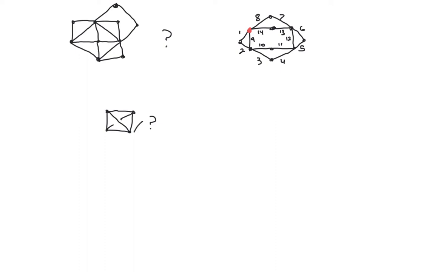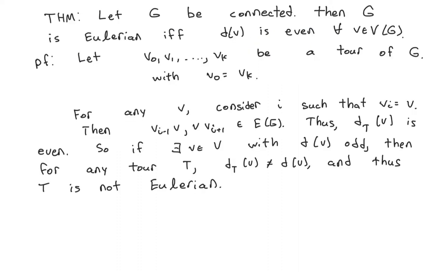How about this one? Does it have an Euler tour? It's hard to tell. You can try tracing, and you will quickly get stuck without getting through all the possible edges. In this case, the theorem is that if you have a connected graph G, then it is Eulerian if and only if the degree of every vertex is even.